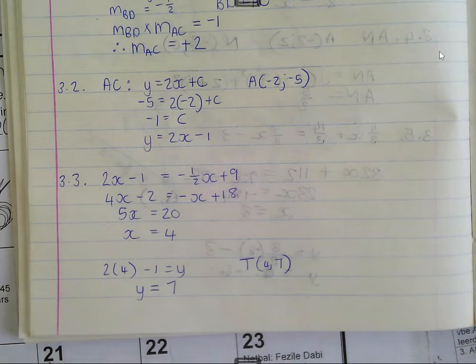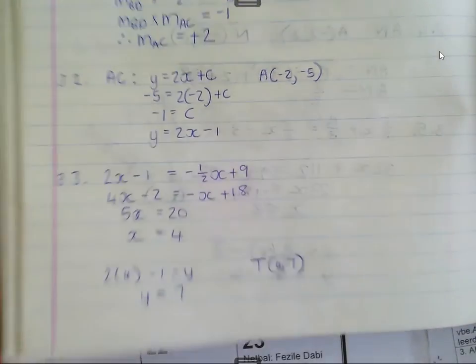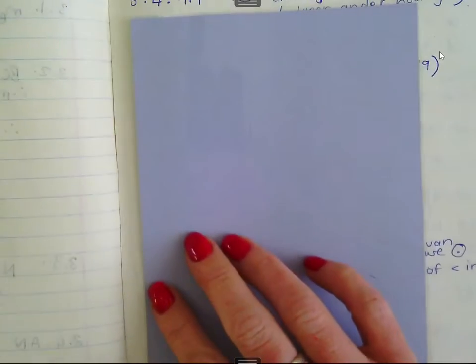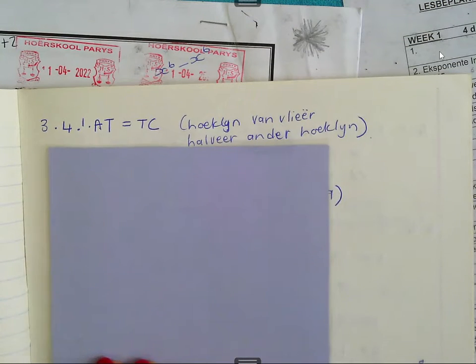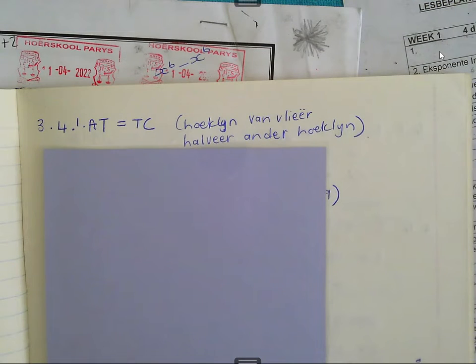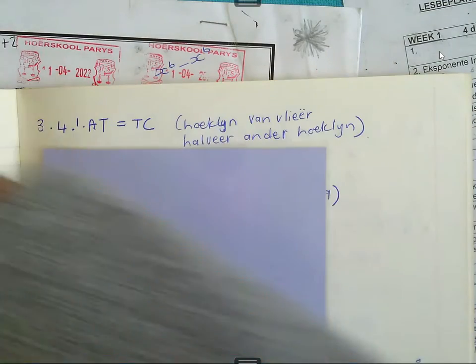Are you done? Okay, 3.4.1. Determine, now they're saying ABCD is a kite. Determine the coordinates of C.